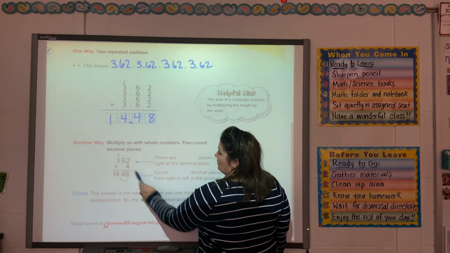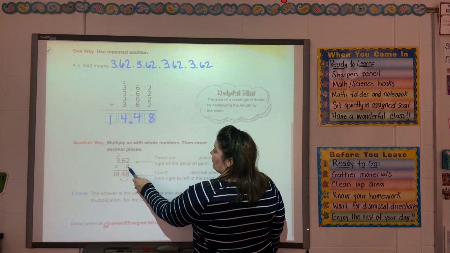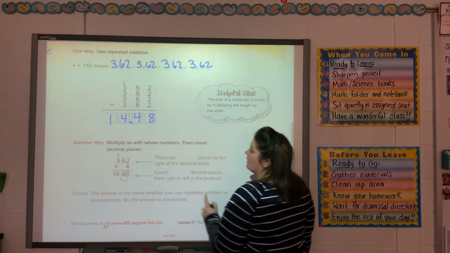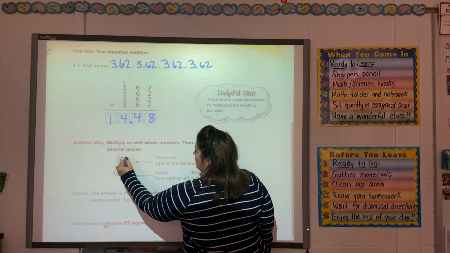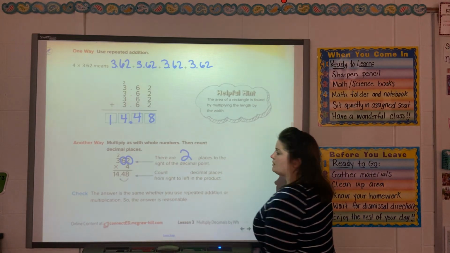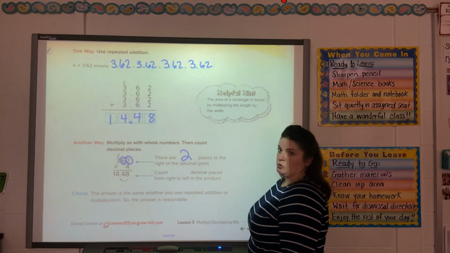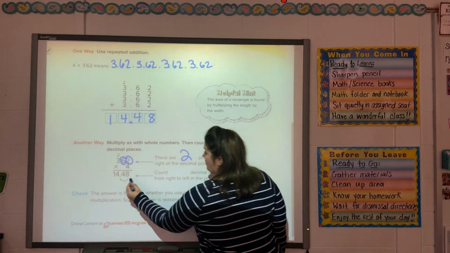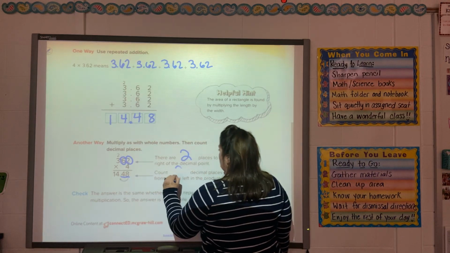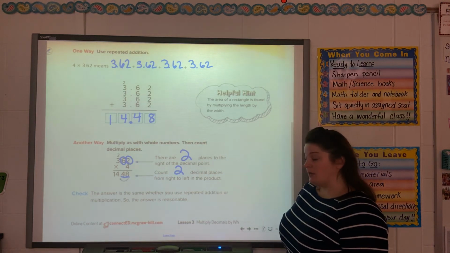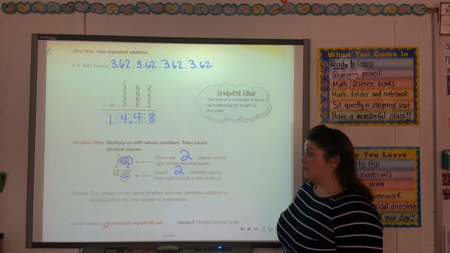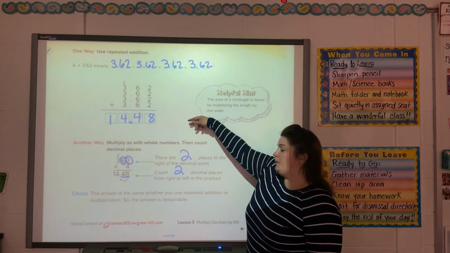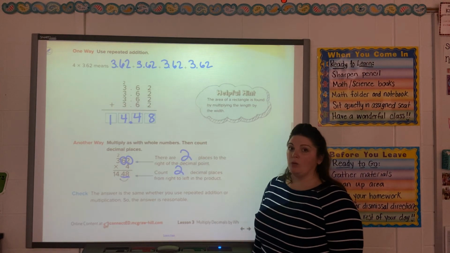4 times 2 is 8, 4 times 6 is 24, 4 times 3 is 12, plus 2 is 14. In my problem, there are 2 places to the right of the decimal point. There are 2 places in the decimal place values. So in my answer, I need 2 decimal places from the right to left in my product. The answer is the same whether we use the repeated addition or multiplication, so we know our answer is reasonable.